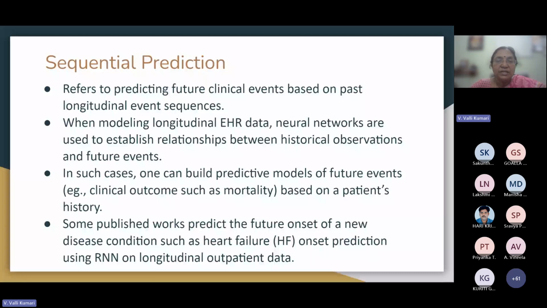So what is sequential prediction? This refers to predicting future clinical events based on past longitudinal event sequences. You're trying to establish a relation between past data, meaning historical observations, and the future events. There are a lot of published works again for cancer related, heart failure related, diabetes related, COVID related, skin issues related, a lot of things.